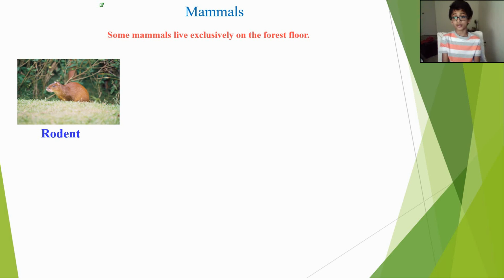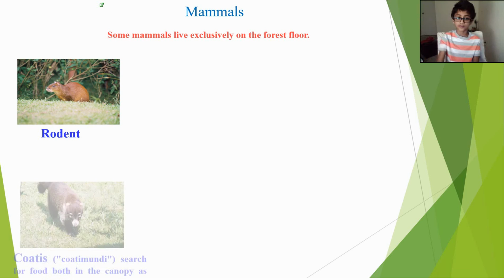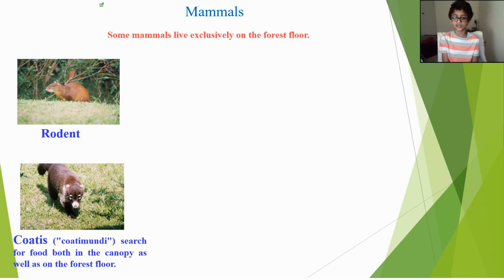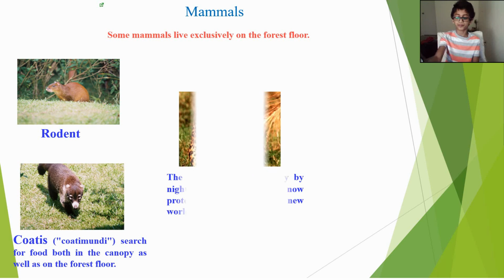First one is the rodent. It lives on the ground of the tropical rainforest ecosystem, and it lives on the edge of the ecosystem to go and get food or scraps. Next, we have the Cotias or Cotamandi. It searches for food both in the canopy as well as on the forest floor. It doesn't look like it, but it's actually a climbing animal.